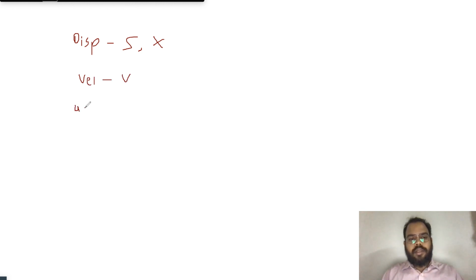Now we understood the basics: what is distance, displacement, speed, velocity and acceleration. Now we'll move on to motion. Before that, let's understand some of the terms commonly used in kinematics. Your displacement is always represented by S, or we call it x. Then your velocity is represented by v, your acceleration is represented by a.